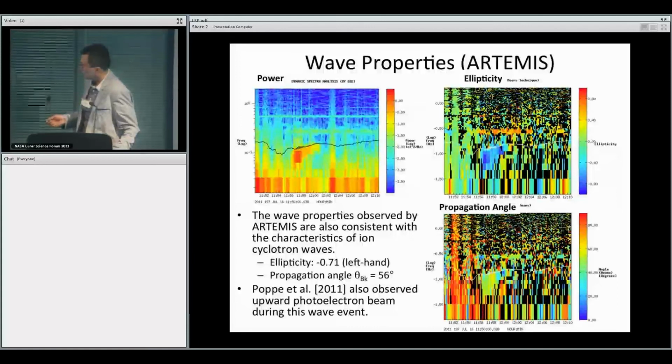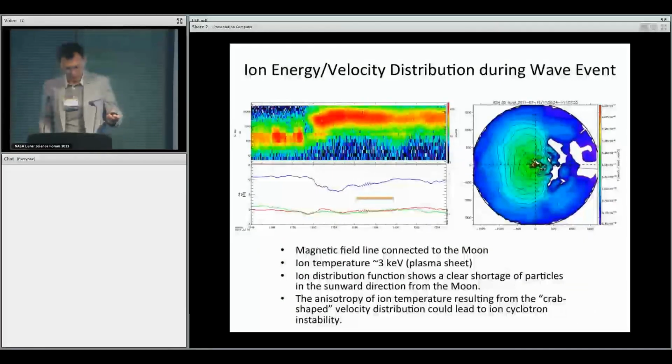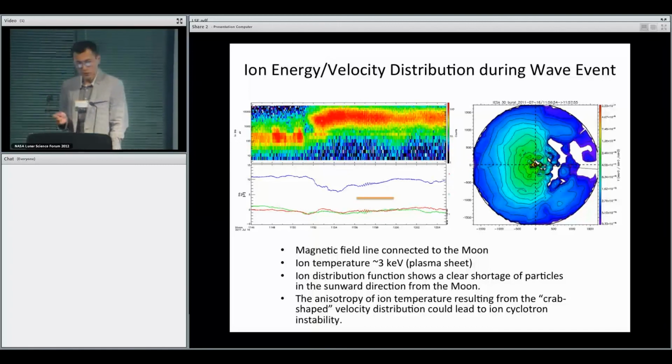This is the ion cyclotron wave event, and the field lines are connected to the surface of the moon. So these have been seen, and we have also been able to use the ion distribution to understand that these are certainly associated with plasma sheet particles, but there might be a loss cone in the particle distribution to excite these waves.